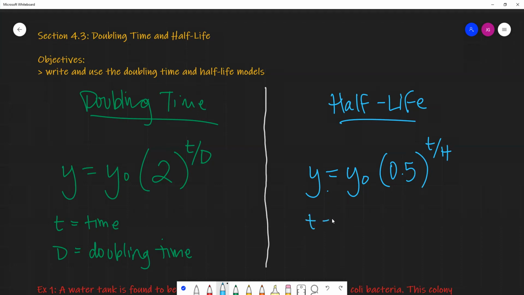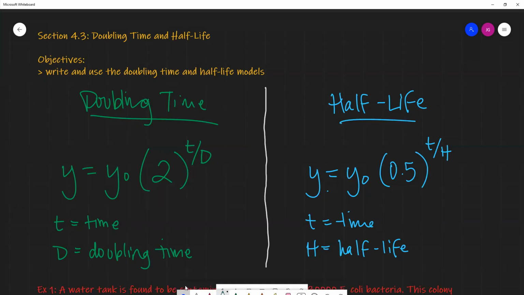T is still time, but now H is the half-life of the thing that you're looking at, whether it's a substance or a population of animals or bacteria, whatever the case might be, right? But these are your two models. They're fairly the same. The only really big differences are the 2 and the 0.5 and the D versus the H, okay? So let's just go ahead and do some examples.